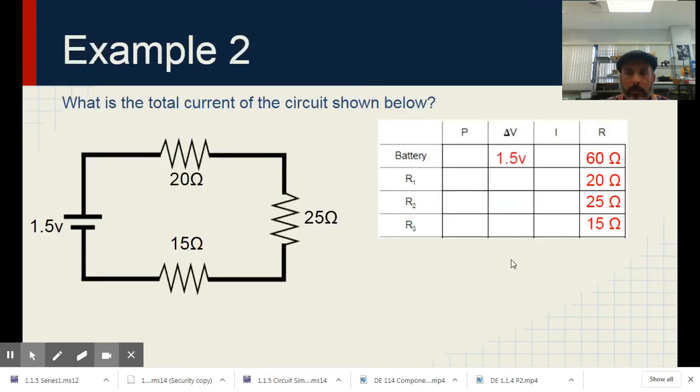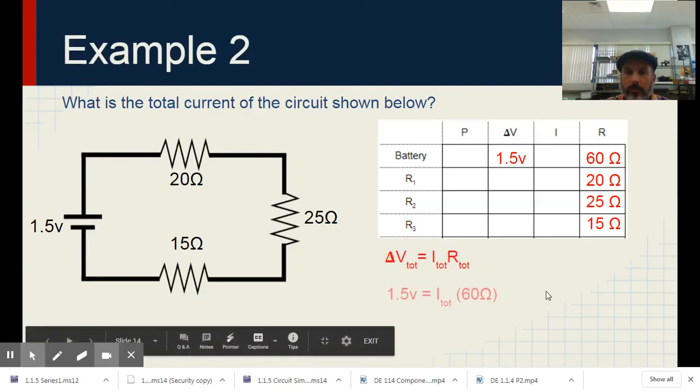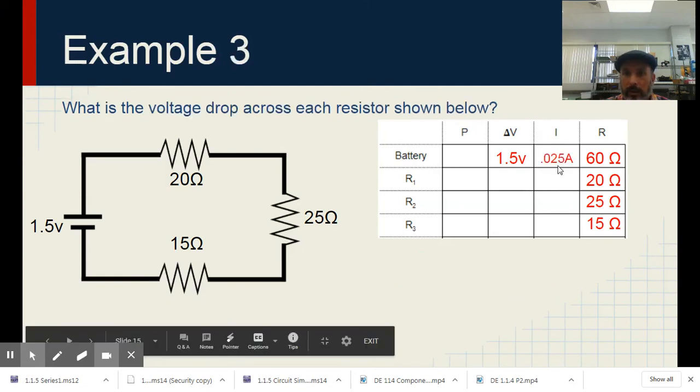In this example, we're solving for current. The total change in voltage is 1.5 volts. And to solve for current, divide the voltage by the resistance. 0.025 amps. We know the current is going to be the same at each resistor.